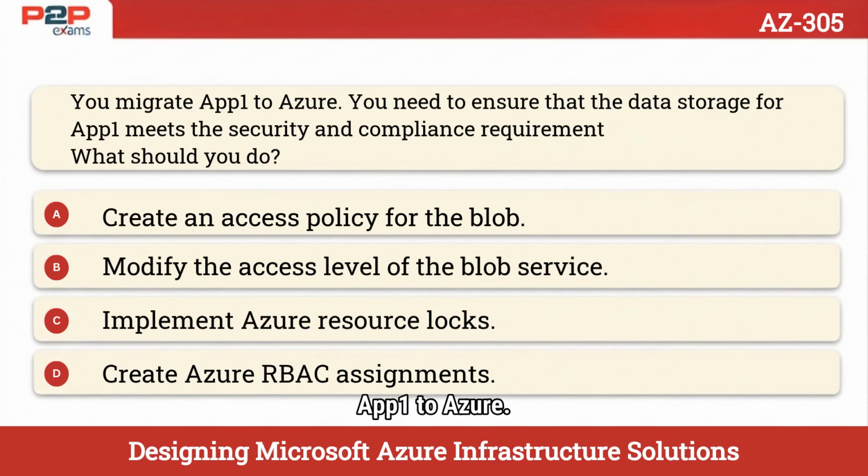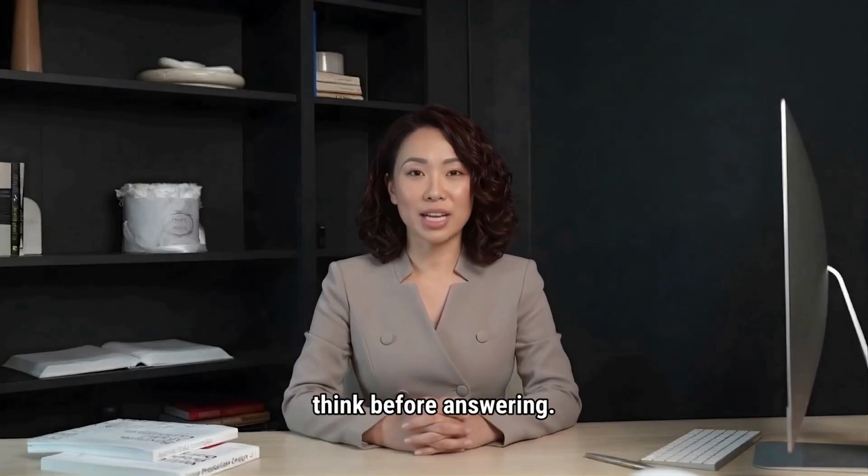Question 3. You migrate App 1 to Azure. You need to ensure that the data storage for App 1 meets the security and compliance requirement. What should you do? A. Create an access policy for the blob. B. Modify the access level of the blob service. C. Implement Azure resource locks. D. Create Azure RBAC assignments. Take 5 seconds to think before answering.